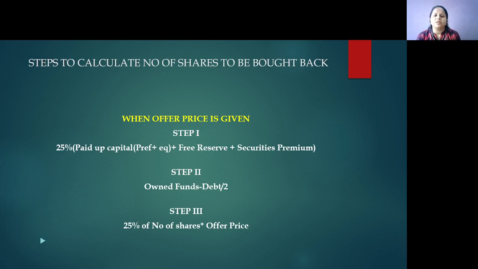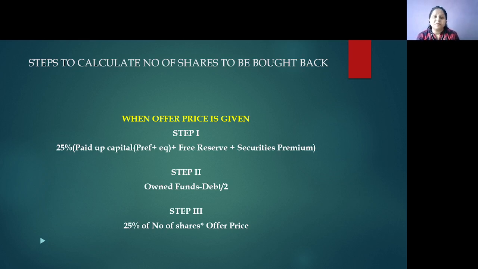So for example, in step 1 this bracket is maybe 50 lakhs. So this 50 lakhs is your own funds. In step 2, you will take 50 lakhs own funds minus debt by 2. Now what is debt? When I say debt, it is long-term debt. You can have debentures, bank loans, public deposits; all these things come here. Debt by 2, this is step 2. You will get the answer of step 2 after this.